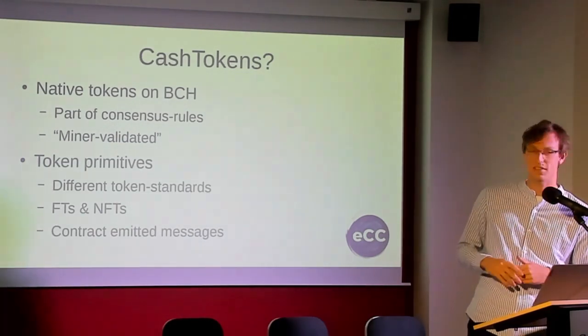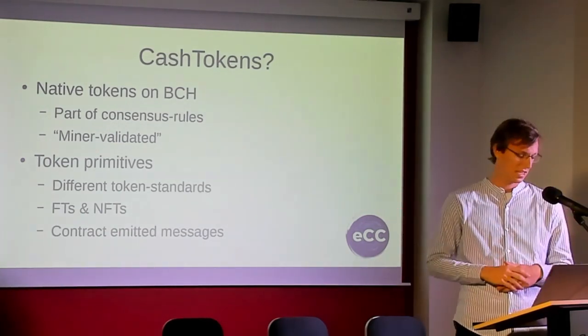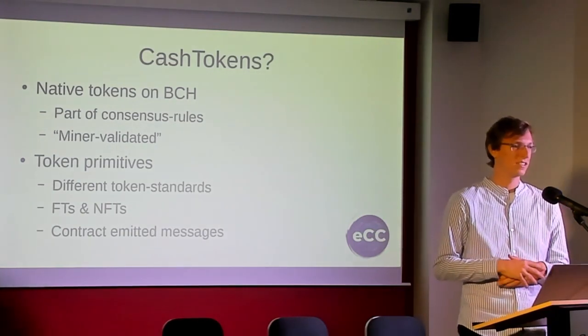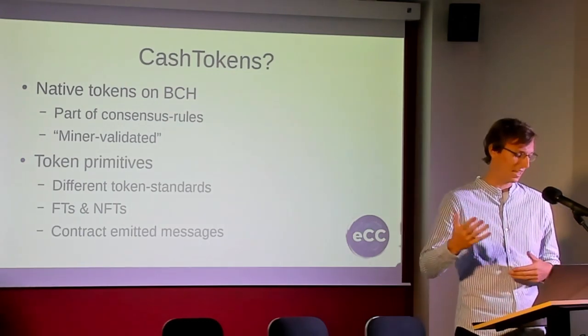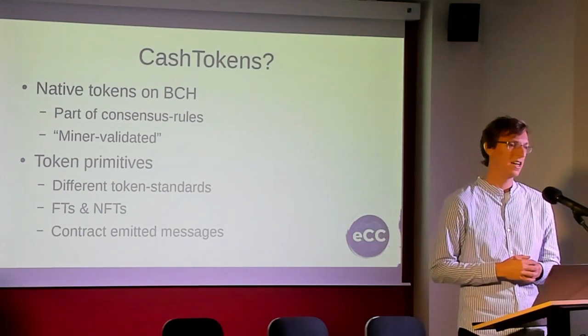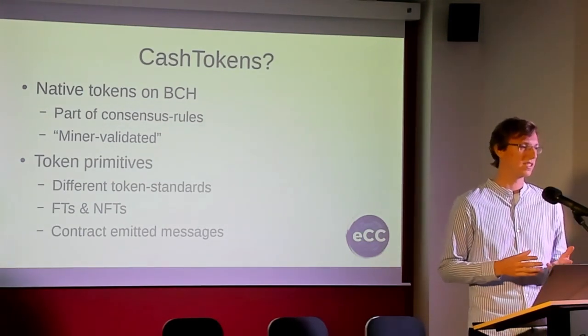So the two primitives are fungible and non-fungible tokens, so FTs and NFTs. Fungible tokens have an amount and can be added together. So if you have 2 times 5 test tokens, you can send 10 of them in your outputs. Whereas NFTs are unique, they're one-off, and they can have commitments, which means messages.